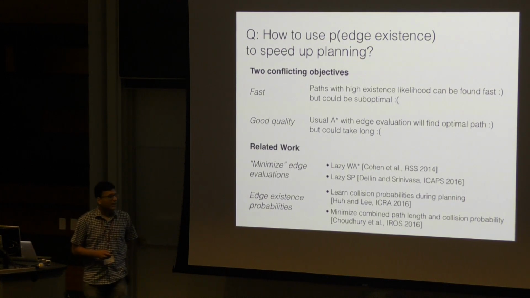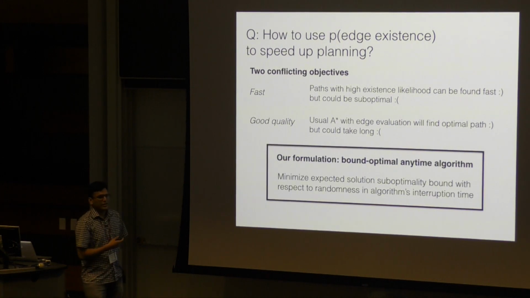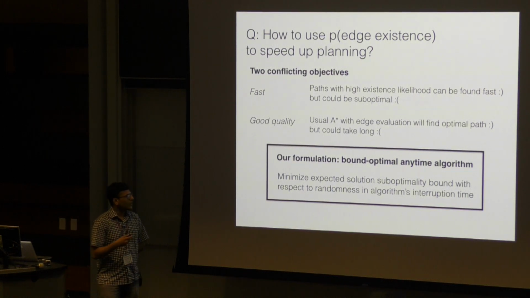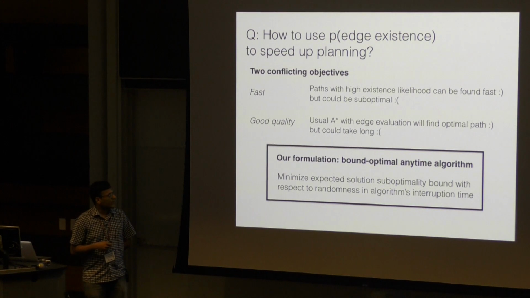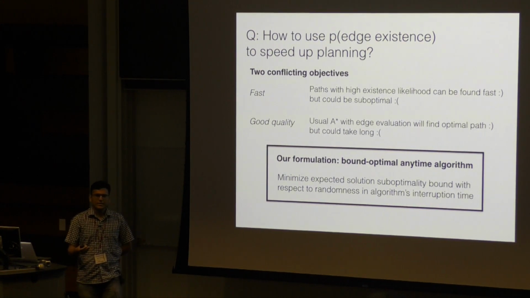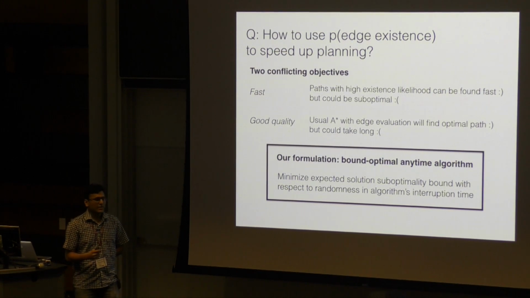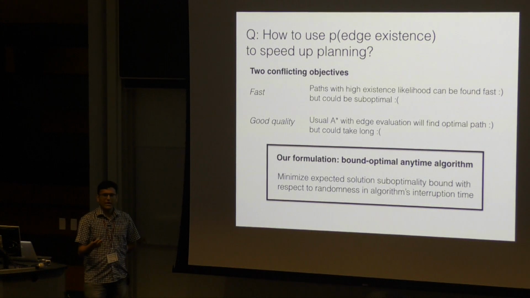However, in this work, our formulation is one of an anytime algorithm because we have these conflicting objectives of fast and good quality. And the specific anytime algorithm that we choose is one of a bound optimal anytime algorithm. And what I mean by that is we want to design an algorithm that minimizes the expected suboptimality bound of the solution when the algorithm is interrupted. So this expectation is over randomness in the algorithm's interruption time.